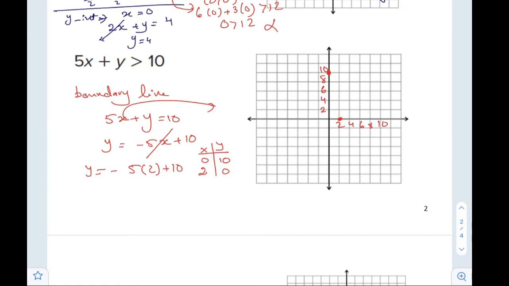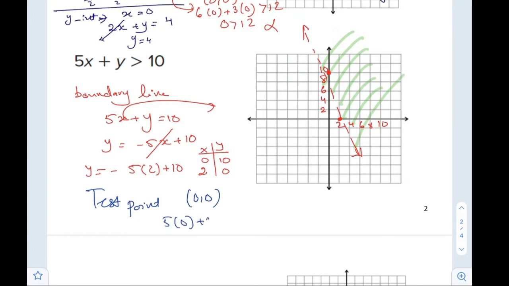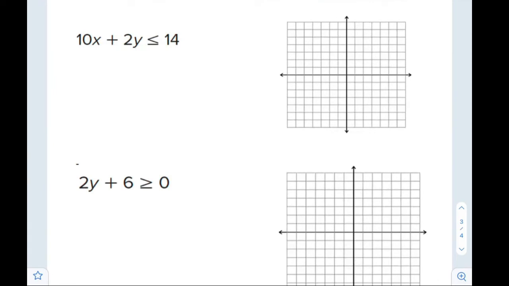And we will match using a dashed line. And then, of course, you need to use your ruler. And then you will shade. I expect that the shading is above the line. Take any test point. I'm taking 0, 0. 5 times 0 plus 0 more than 10. So 0 more than 10, no. So really 0, 0 is not included in the shaded area, which is correct. Bravo.